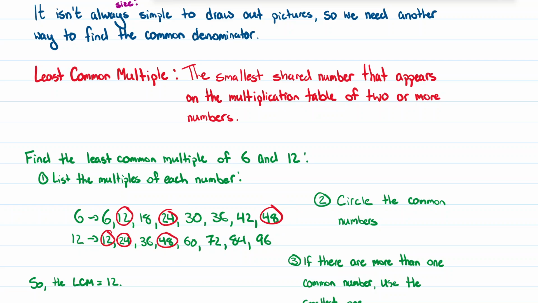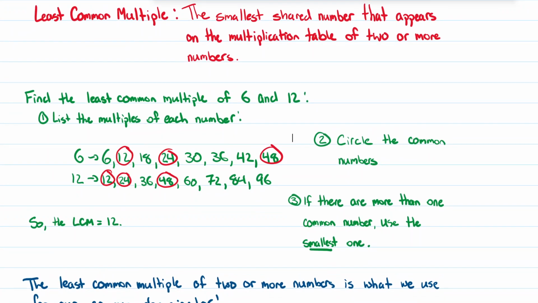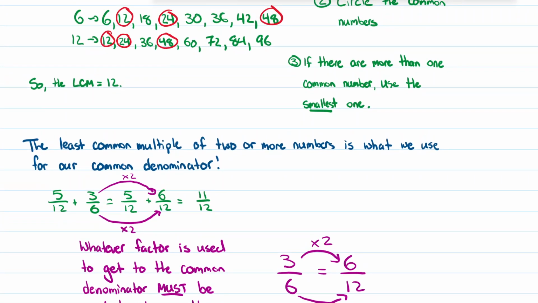If we have more than one common number in our list, we're going to choose the smallest one. That's why it's called the least common multiple. So if there's more than one common number, we use the smallest one. So in this case, the least common multiple is 12. And that's what we use for our common denominator.